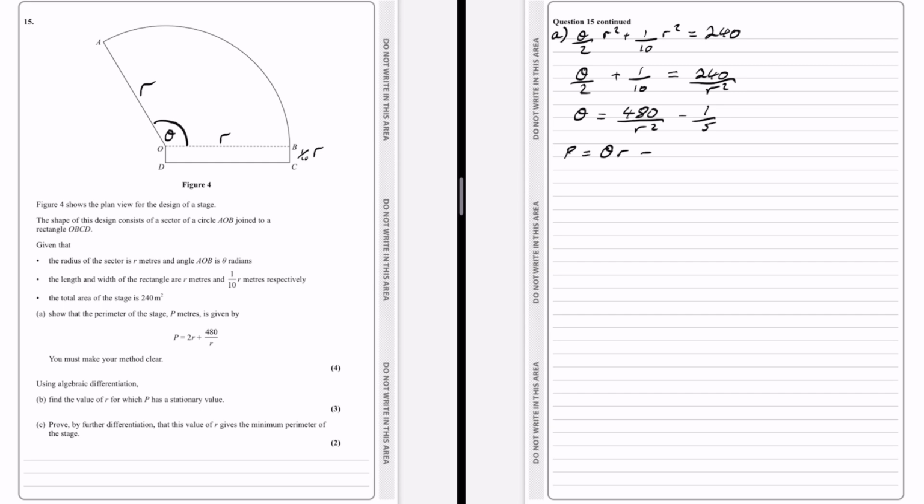Now the expression for the perimeter, we're going to have theta r as the arc length, plus the 10th r on either side, so it's 2 lots of the 10th r of the rectangle, the r from DC and the other r from AO. That takes us right the way around the outside of the shape, and then we can substitute our expression for theta. So theta is 480 over r squared minus 1/5, so it's that many lots of r. And then we're going to get a 5th r plus r, so that's going to be 11/5 of r.